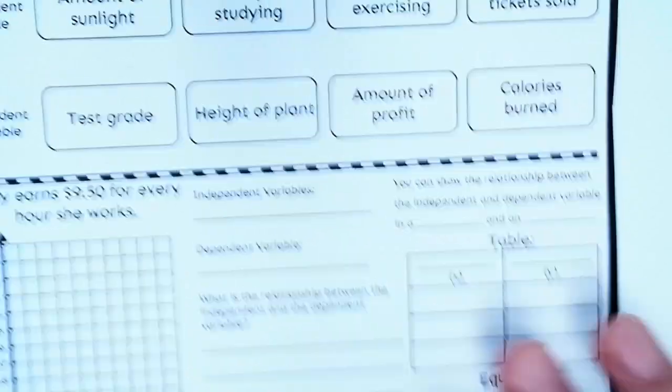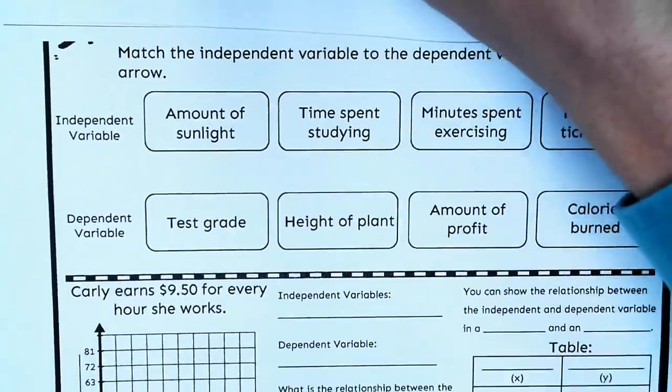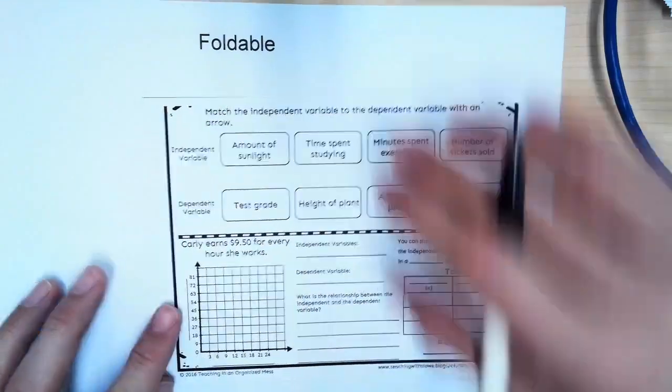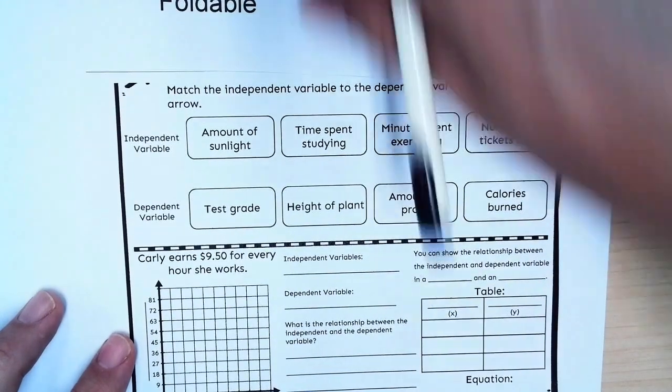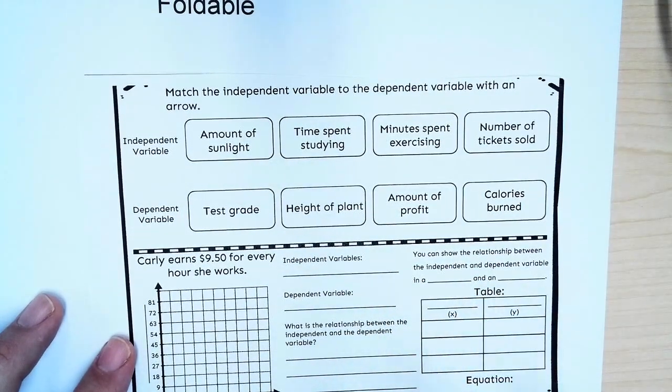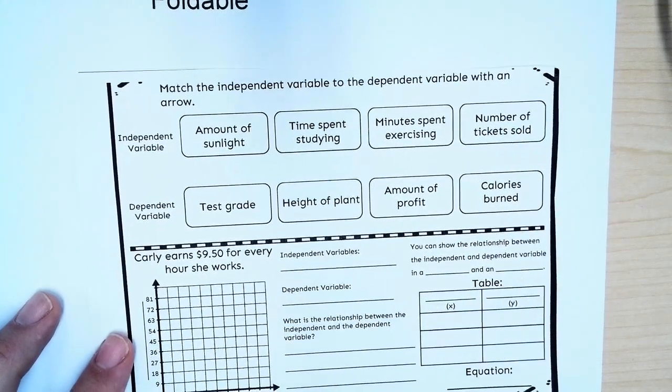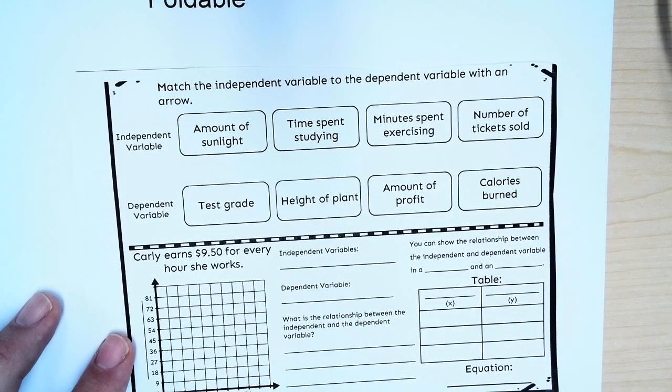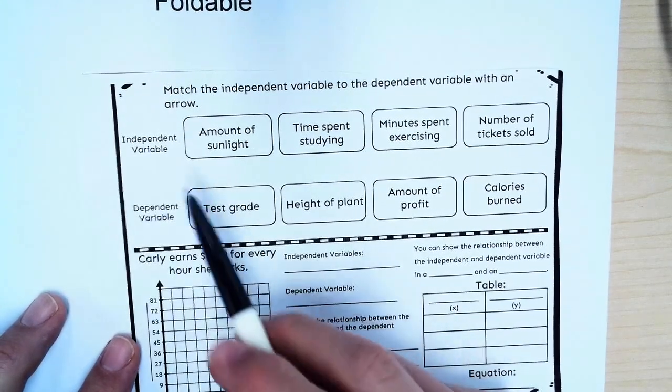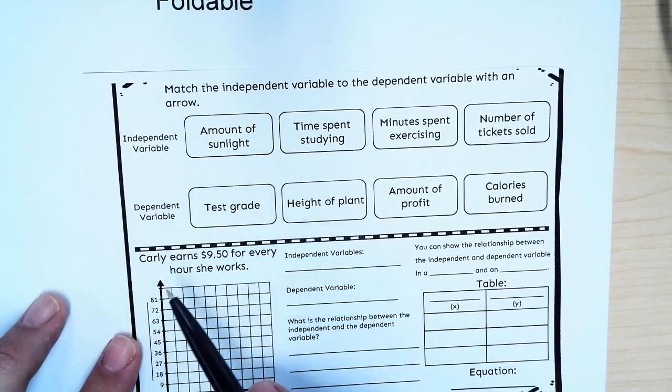Let's do some matching. Again, you've already printed out this material. Now, fill it in, pause the video, and we'll check your answers here in a minute. We're looking at cause, effect, independent, dependent.